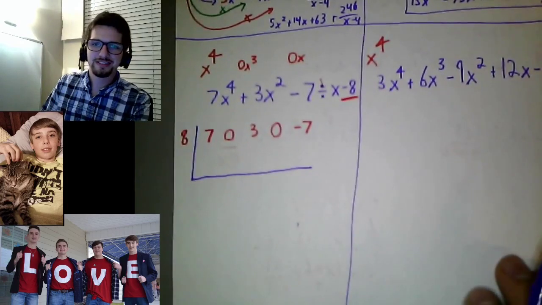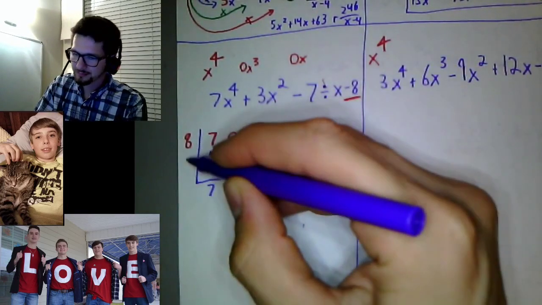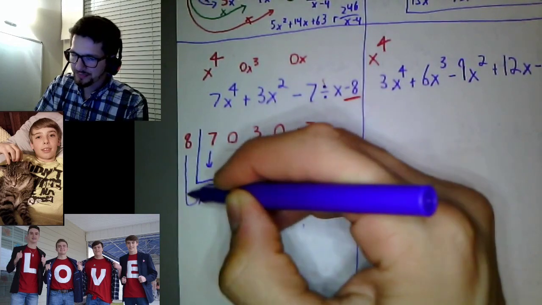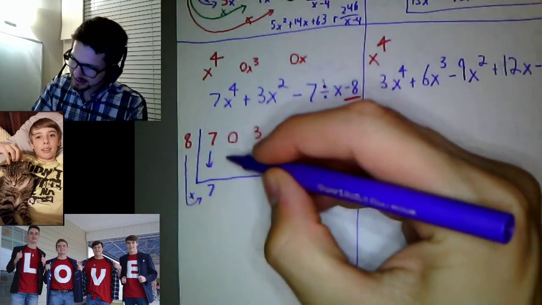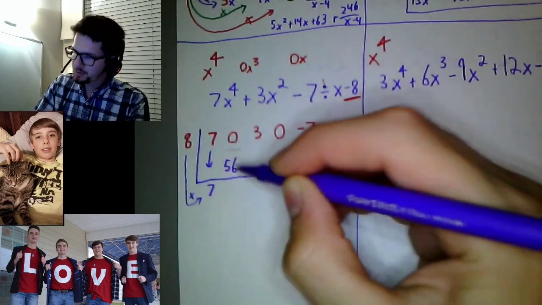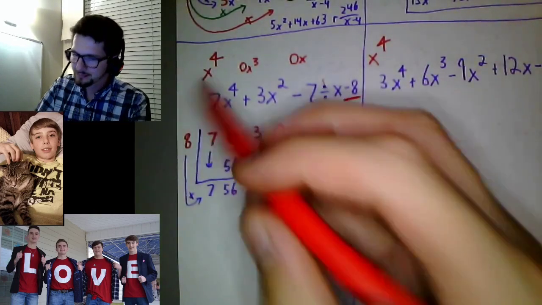I'm a little cramped for space. I should have drawn this bigger, but oh well. Drop the first constant. What is 8 times 7? 56. What's 56 plus 0? 56.